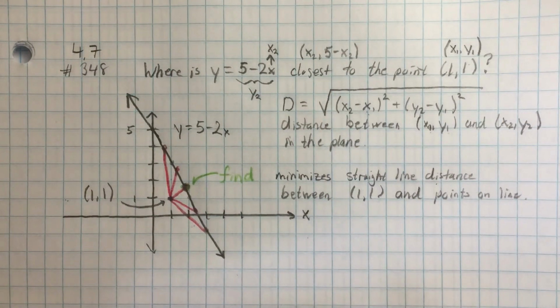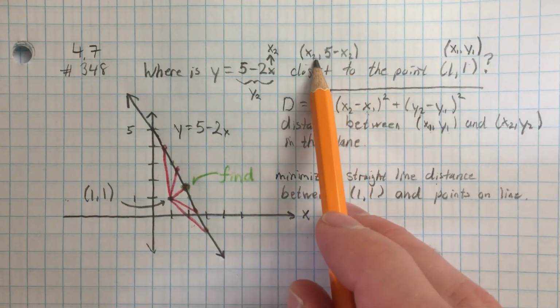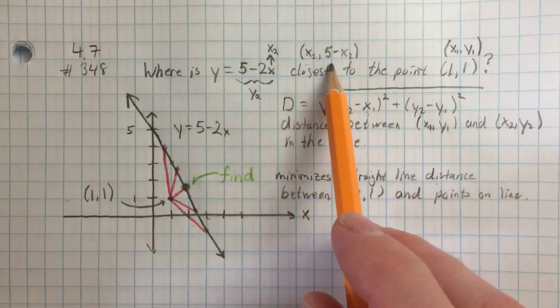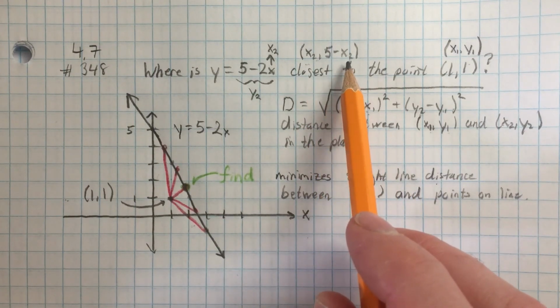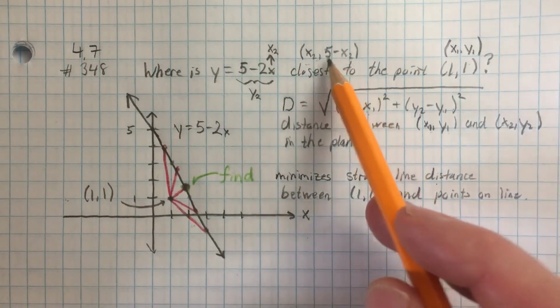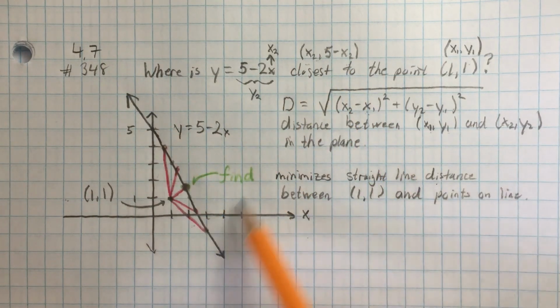In the plane, right? So this expression x2, 5 minus x2, or you can even just leave off the subscripts, it doesn't matter, but I'm going to have them for a second here. So x2, 5 minus x2, that's going to be this set of points along this line, and I can leave it in this abstract form, and it talks about now all of the points in the line, not a particular one.